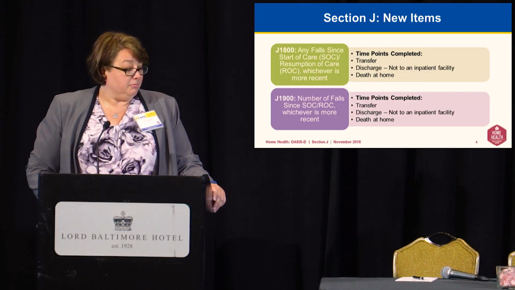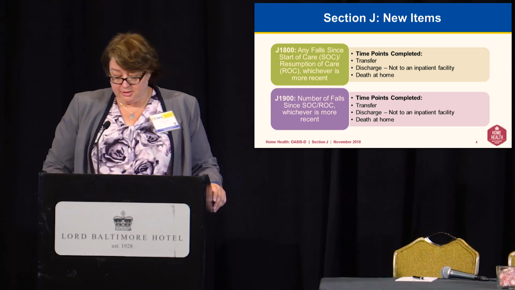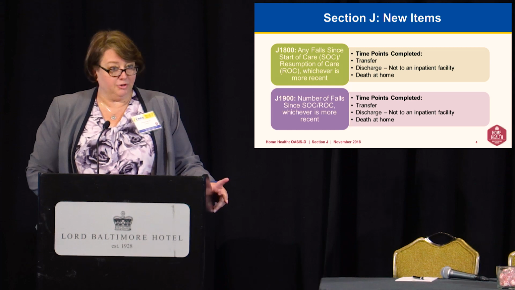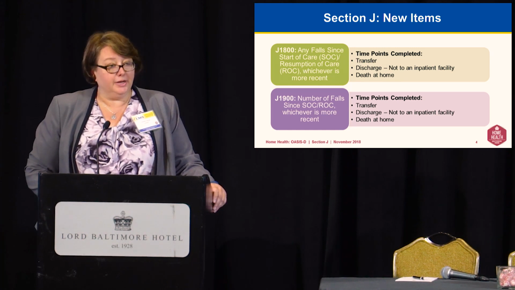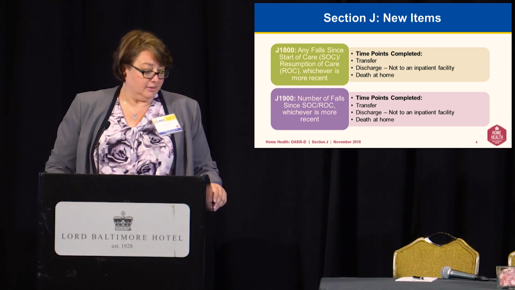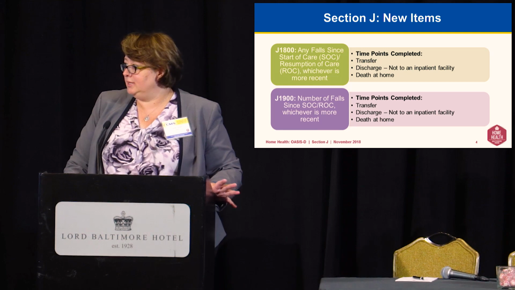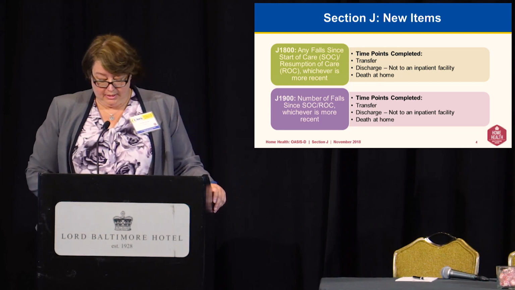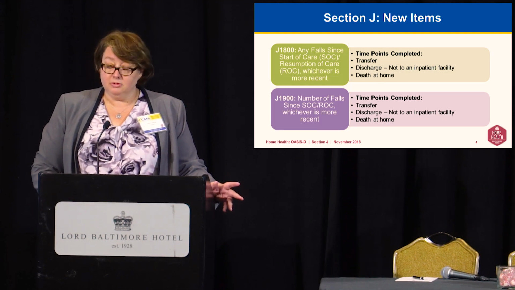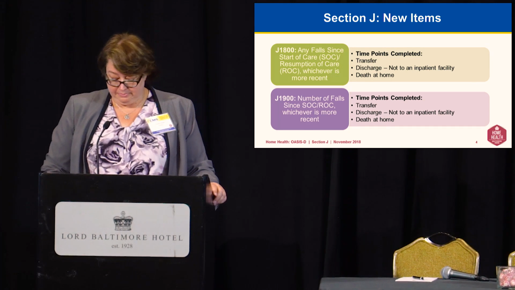So let's take a closer look at the new items in section J: J1800, any falls since start of care, resumption of care, whichever is most recent, and J1900, the number of falls since SOC/ROC, whichever is more recent. The thing here that we want to look at are the time points that these items are collected. Notice they're at transfer, discharge, not to an inpatient facility, and death at home.